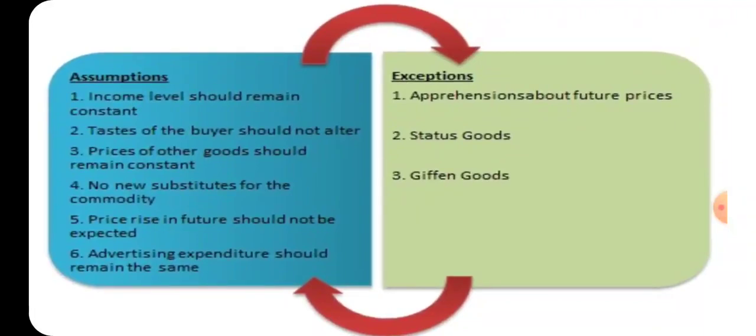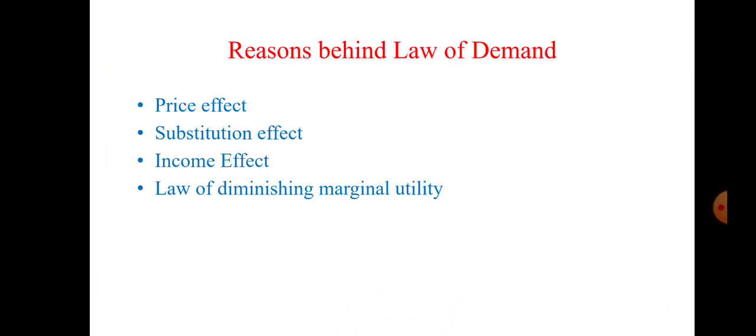To apply this law of demand, certain assumptions need to be made. Income level should remain constant, taste of the buyer should not alter, prices of other goods should remain constant, no new substitute for the commodity should be there, price rise in future should not be expected, and advertising expenditure should remain the same. Under these conditions we can satisfy the law of demand, and again we have certain exceptions to this law of demand. There are apprehensions about future prices, status goods, given goods, Veblen goods, like that. This we will be discussing in the next slide.